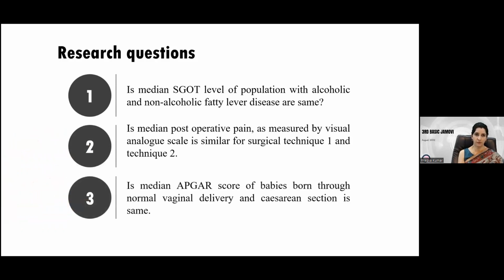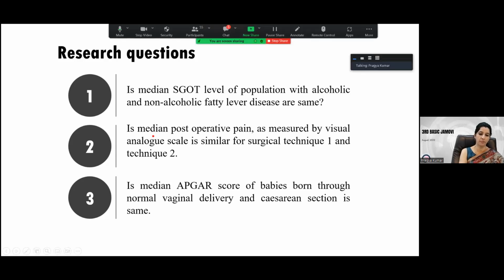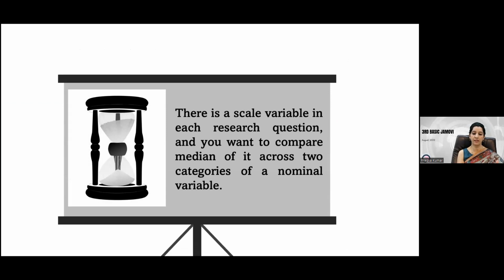Maybe this third one is a little different: is the median Apgar score of babies born through normal vaginal delivery and cesarean section the same or not? So in all these three research questions, what have we seen? That we are comparing the median here, not the mean. Because we have seen from our normality graph, the QQ plot, that we cannot compare the mean since it is not normally distributed. If the assumption is not met, I cannot apply the t-test. So you have observed that there is a scale variable and I want to compare it across the two categories.